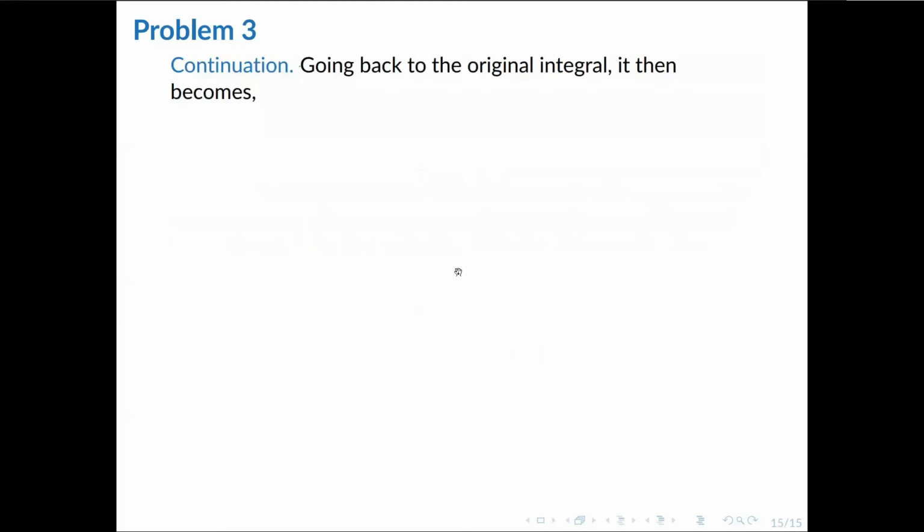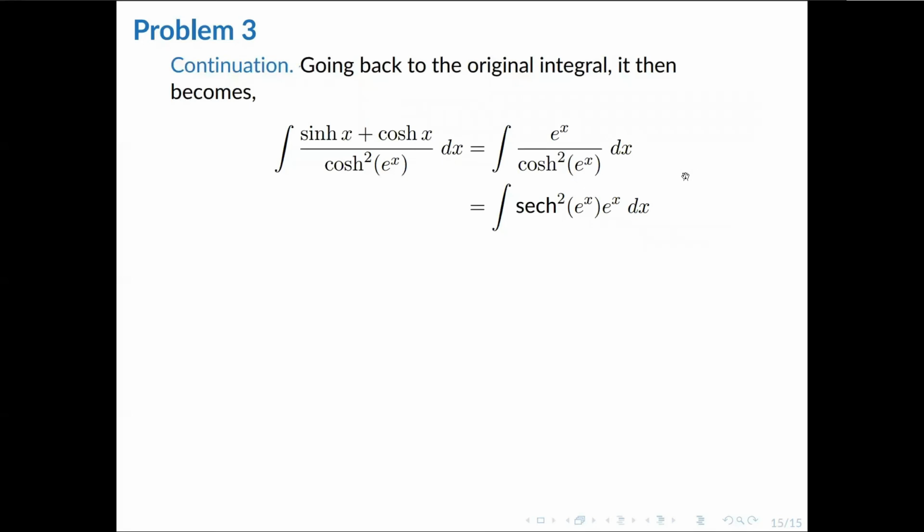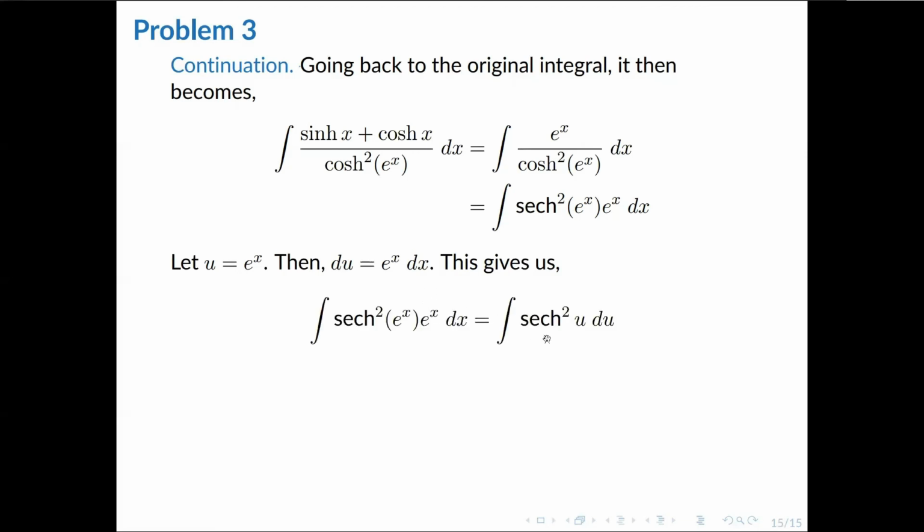So the integral now becomes the integral of e raised to x all over hyperbolic cosine squared quantity e raised to x dx. Katulad lang sa trigonometric identities, we can rewrite 1 all over hyperbolic cosine squared e raised to x as hyperbolic secant squared e raised to x. So ito na yung magiging form ng integral natin. Then, letting u be equal to e raised to x, we get du be equal to e raised to x dx, which gives us this integral.